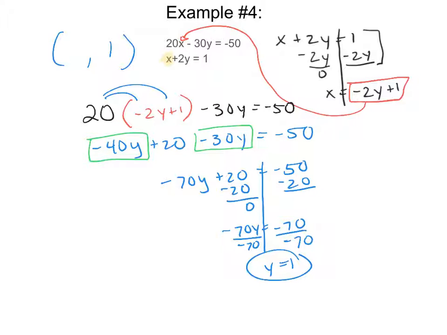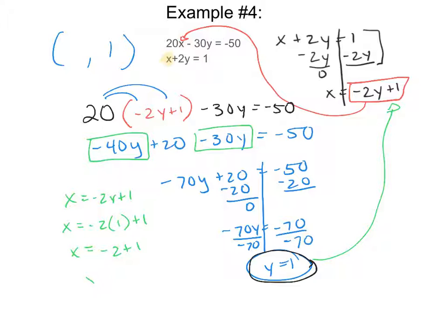Finally, I'm going to take this answer I just found for y, and I'm going to put it back into this equation so I'm able to solve for x. So I will have x equals negative 2y plus 1, and in place of that y, I'm going to put a 1. That would give me a negative 2 plus 1, which is negative 1. So my solution here should be negative 1, 1.